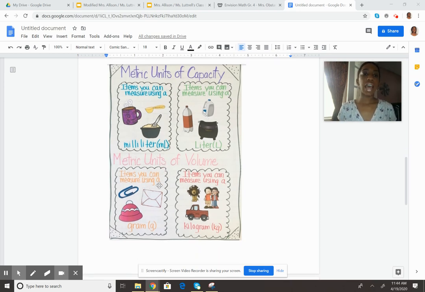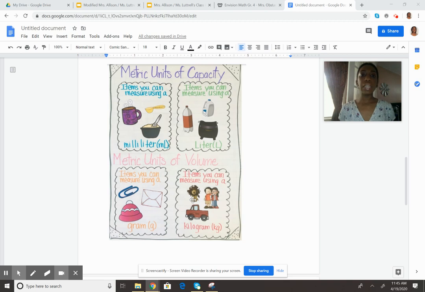So next, let's look at items you can measure using a gram. For instance, things such as an envelope, a paper clip, a hat, even a pen or a pencil can be measured in grams, okay? Items you can measure using a kilogram would be things such as a lion or a tiger or a truck. This is what you're measuring within the mass. Kilograms can also be converted into pounds, but that's a fun fact to know. But we're focused on kilograms. So you can measure things such as a truck, a human, or even an animal, okay?